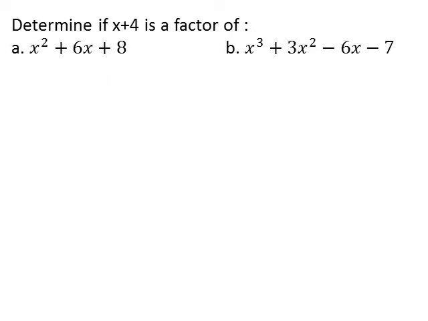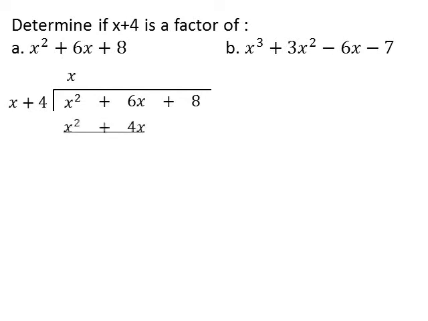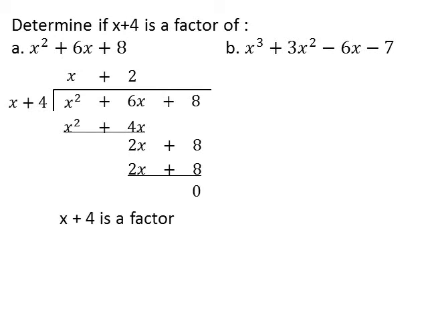So for instance, I want to find out if x plus 4 is a factor of x squared plus 6x plus 8. So I divide. X squared divided by x is x, and then I multiply that x times x plus 4, that gives me x squared plus 4x. When I subtract, I have 2x, and I bring down the 8. Divide 2x by x, I get 2. So 2 times x plus 4 is 2x plus 8. I subtract, I get 0. There is no remainder, so x plus 4 is a factor of x squared plus 6x plus 8.